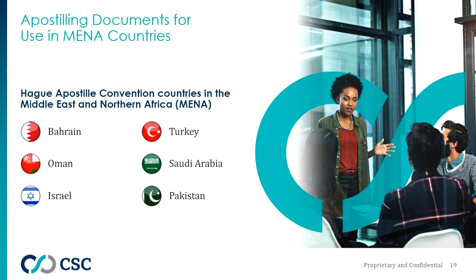So in a moment, we're going to get into talking about some of the other MENA countries and how things might be a little bit more complex. But what we wanted to do was spotlight the Middle East, North Africa area, and very Eastern Europe, I guess I should say, with Turkey. Those countries that are part of the Hague Apostille Convention. So you can see we've got listed over here Bahrain, Oman, Israel, Turkey, Saudi Arabia, and Pakistan. We've talked about Saudi Arabia and Pakistan earlier, that they most recently joined, since 2021. But these are the countries where you can do apostilling.